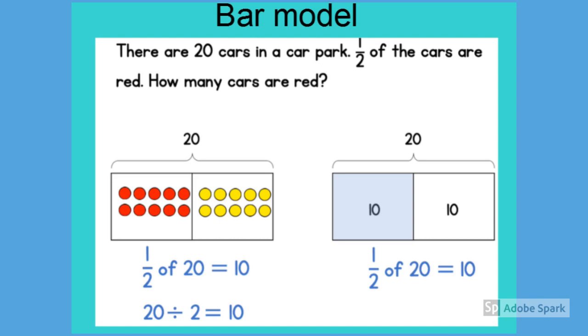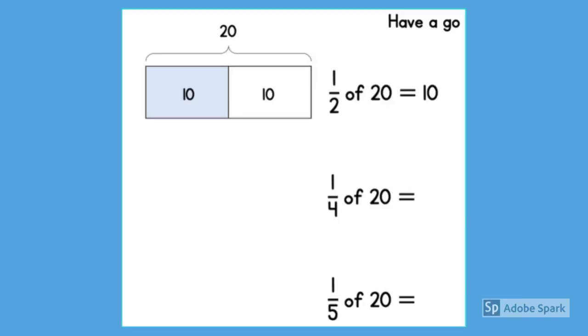Let's have a go using bar models. There are 20 cars in the car park. Half of the cars are red. How many cars are red? The bar models represent 20 and have been split into 2 equal parts. On the left, we have used counters to represent the 2 halves. On the right, we have used the numbers. We can see that there are 10 counters in each half. Therefore, half of 20 equals 10.